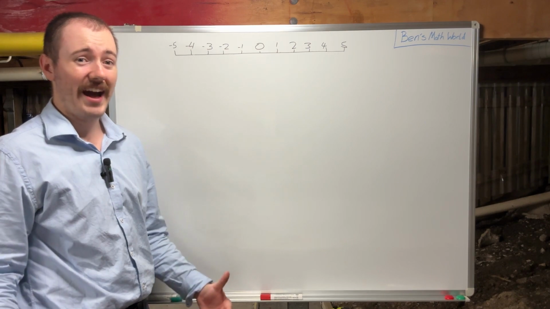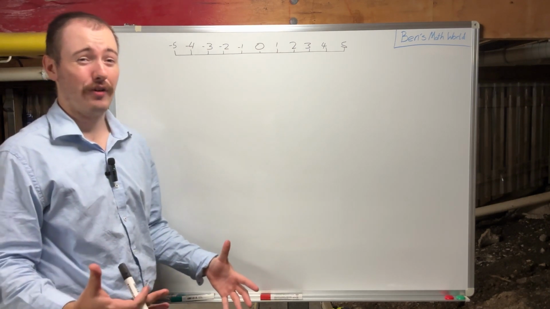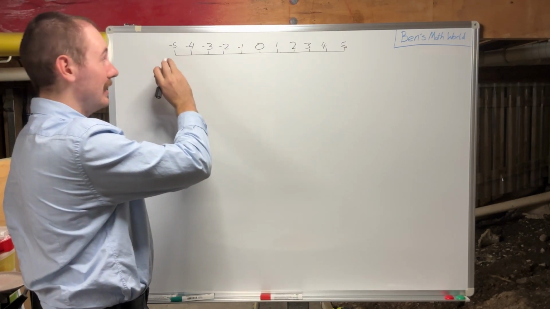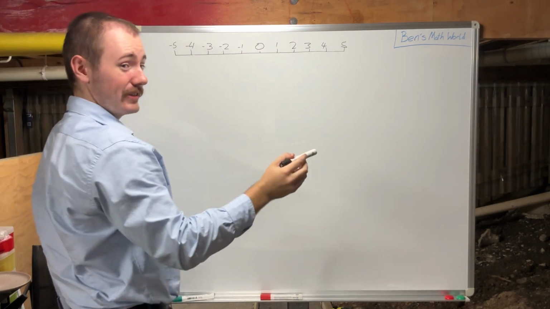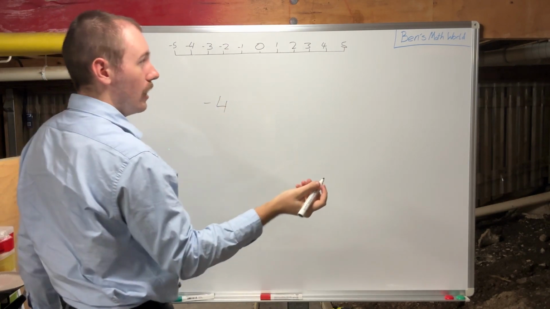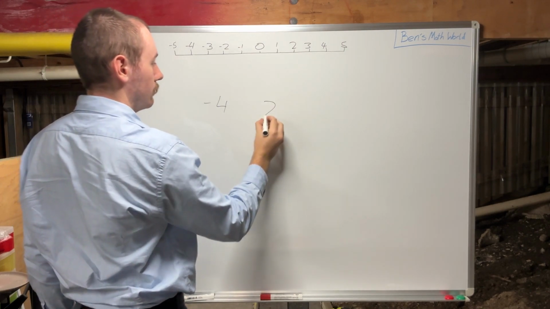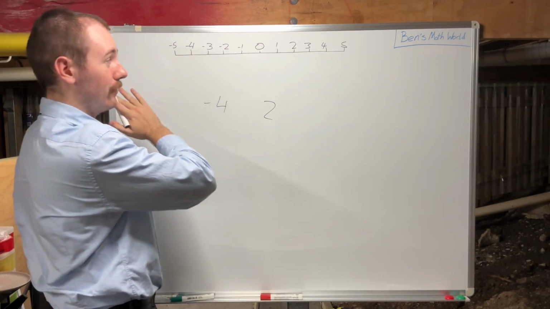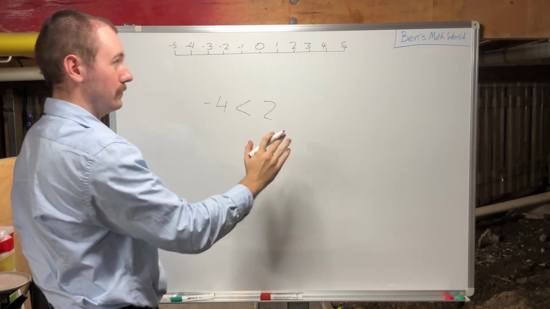Before we go over adding and subtracting integers, we're going to have to learn about which integers are greater than others. If we look here, -5 is the least integer on this number line, and 5 is the greatest. So if we write something down like -4, do you think that's going to be greater or less than 2? Well, -4 is further on the negative side, so it's going to be less. So we're going to want 2 as our greater number.